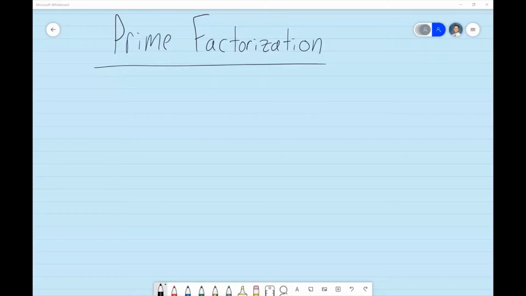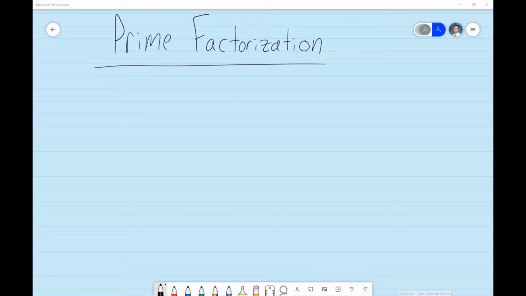Okay, so in today's video, we are going to look at how to use a factor tree to find the prime factorization of a number. Every composite number can be written or expressed as the product of prime numbers only. We'll take a look at an example of that and what that looks like, and we can find this by using a factor tree.